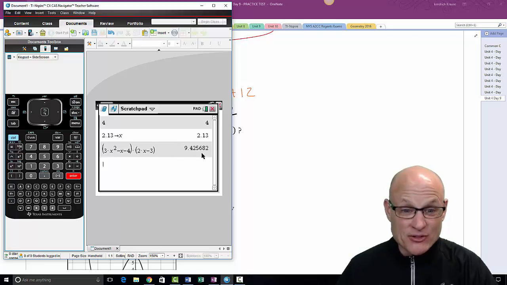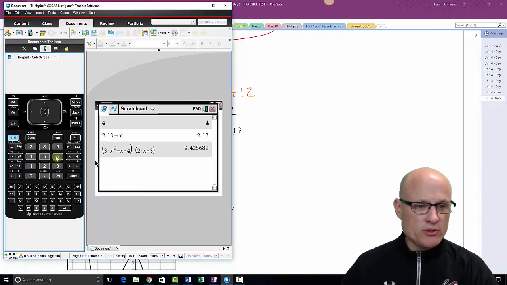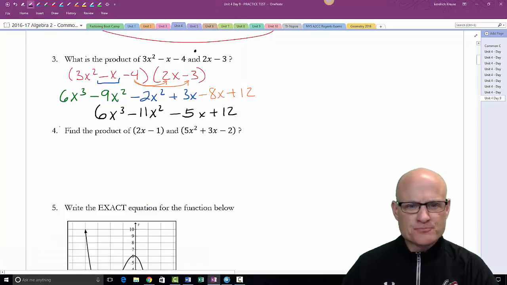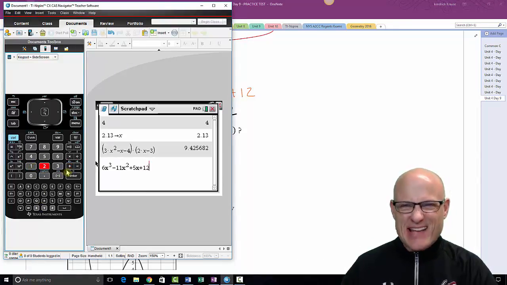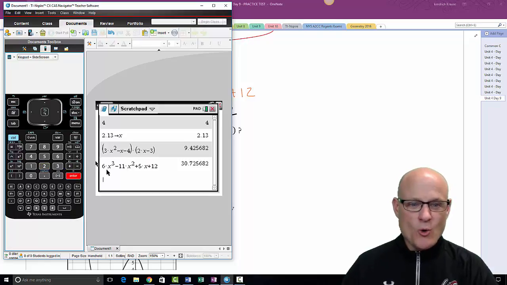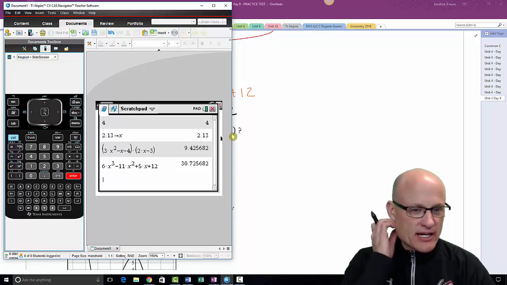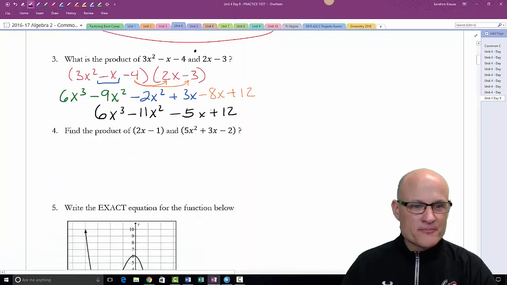Now let's see if my answer will match that. 6x cubed. Get out of cubola mode. Minus 11x squared, minus 5x, was it plus 12? Plus 12. Now, if I don't get the exact same number, something's wrong. Ooh. You could have gotten bonus if you got this right and I got this wrong. What in the world?